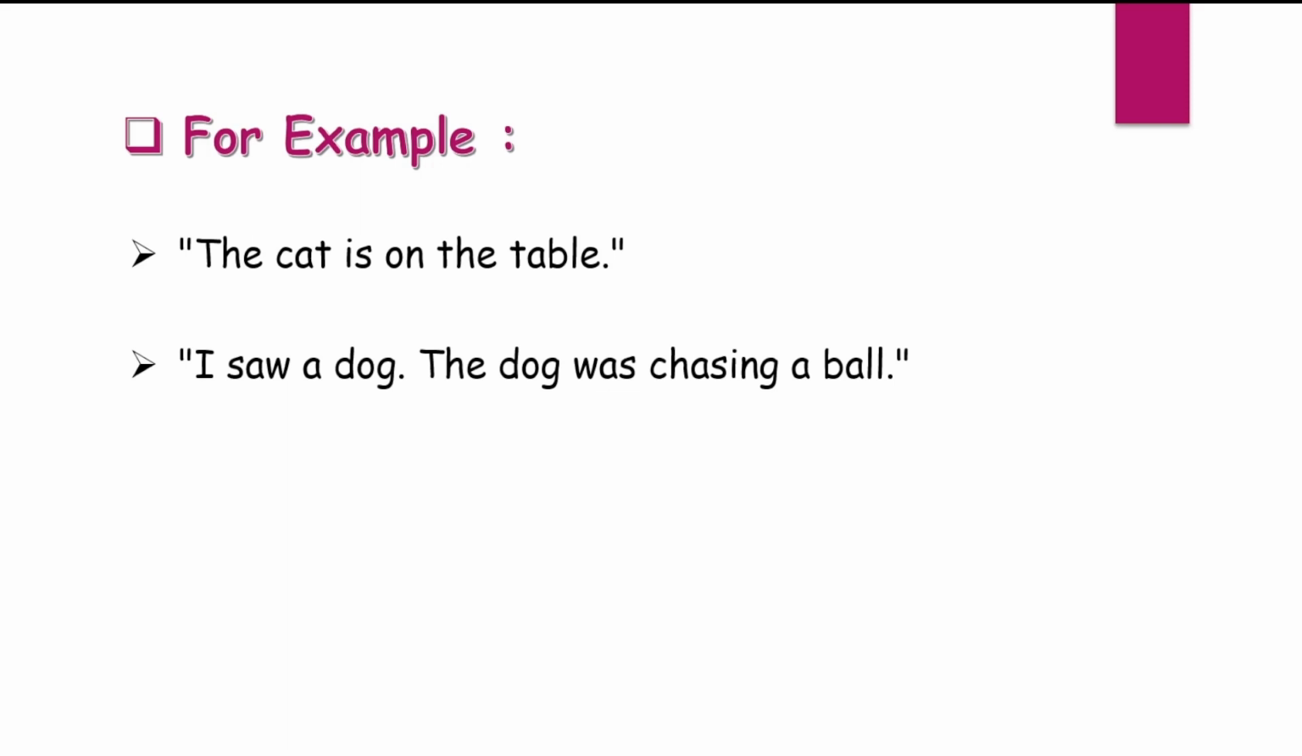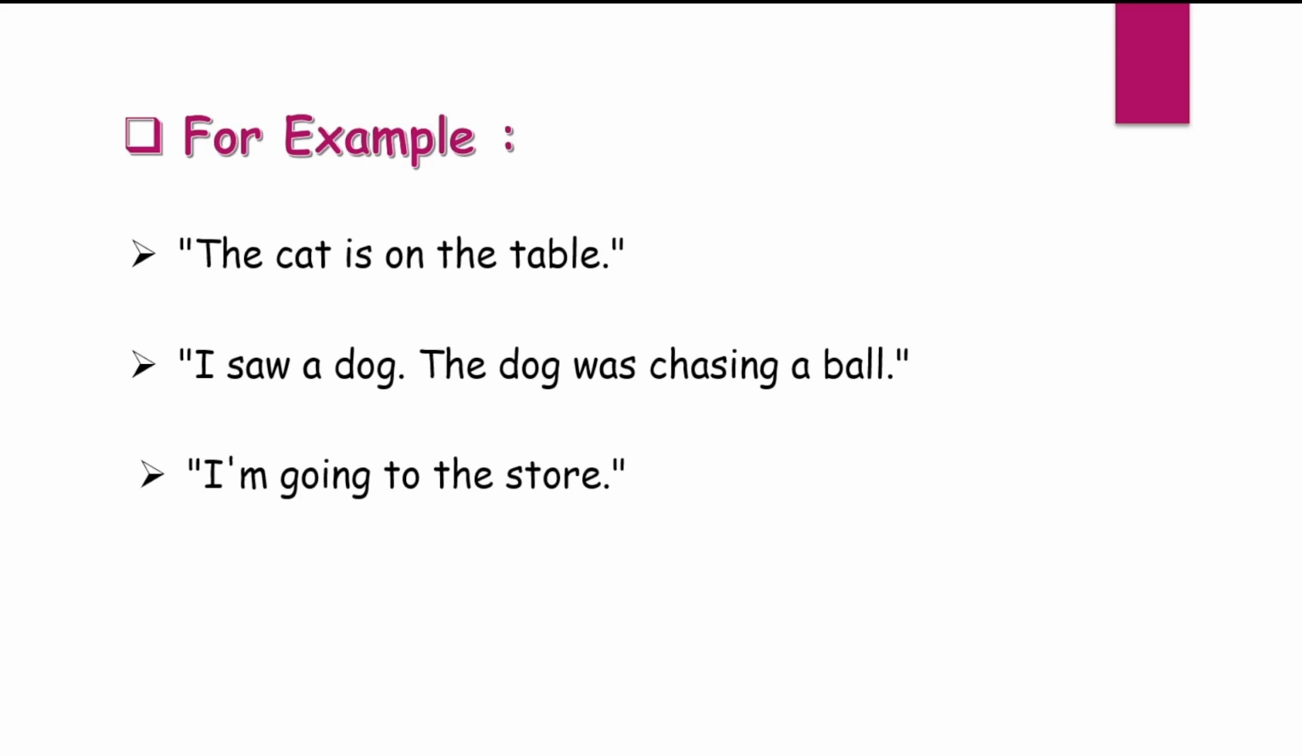I saw a dog. The dog was chasing a ball. Here, a is used before dog in the first sentence, indicating that it's a general, unspecified dog. In the second sentence, the is used before dog because the speaker is now referring to the specific dog mentioned in the previous sentence.